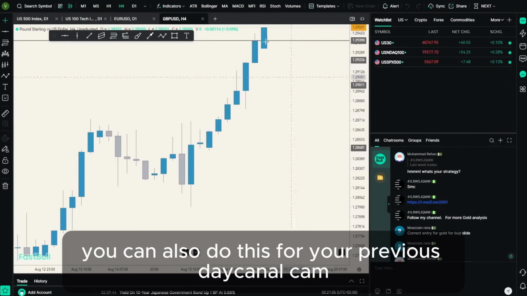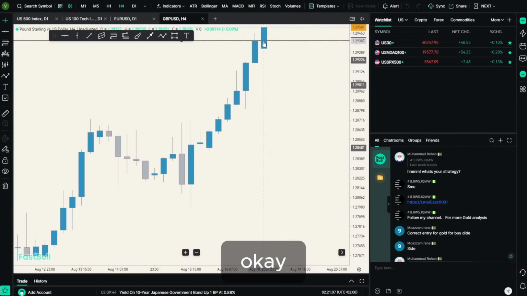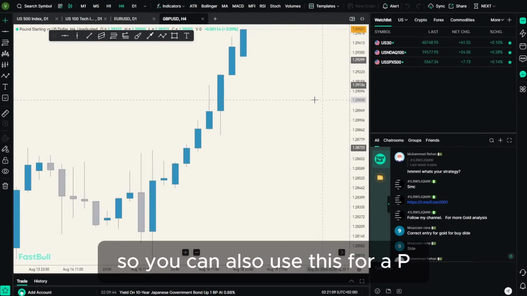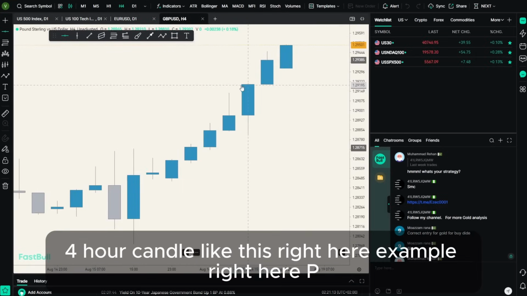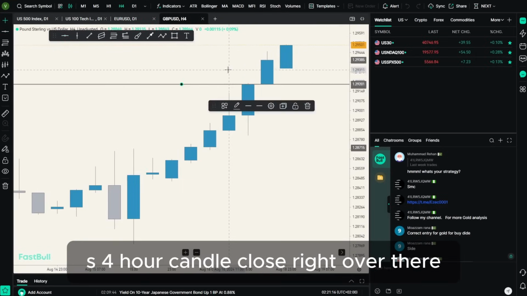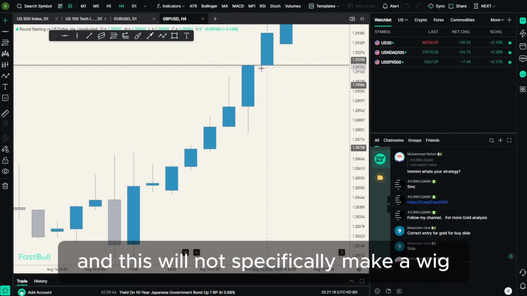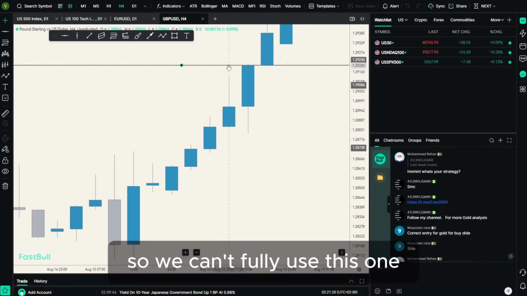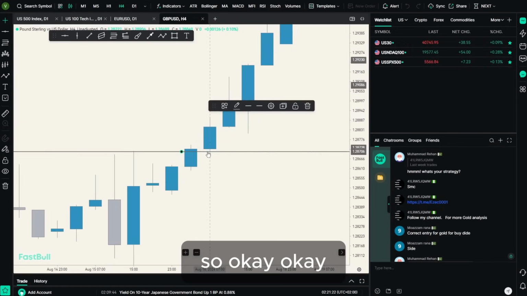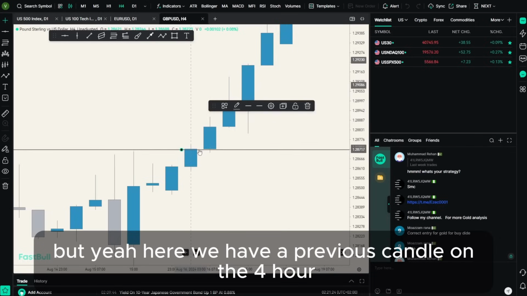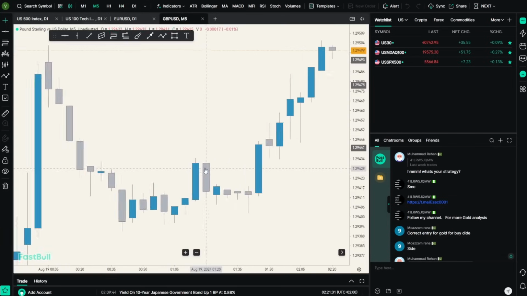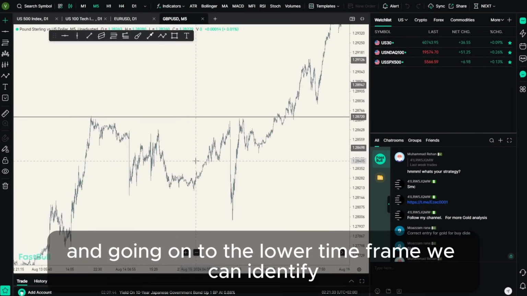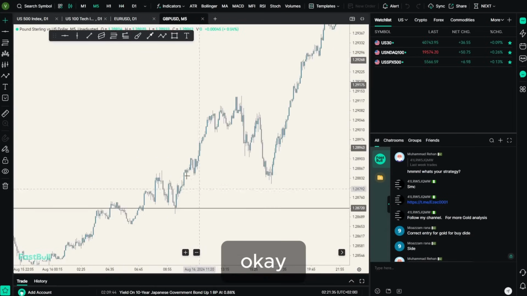You can also do this for your previous day candle. You can also use this for your previous 4-hour candle. Example right here, previous 4-hour candle close right over there. And this one didn't specifically make a wick, so we can't fully use this one. But here we have a previous candle on the 4-hour. We mark out that closure, and going on to the lower time frame, we can identify.